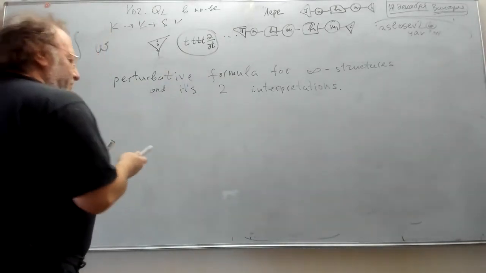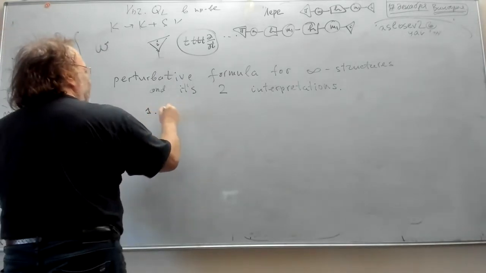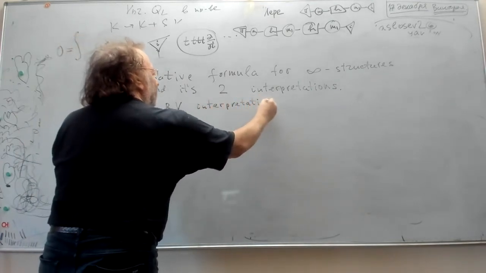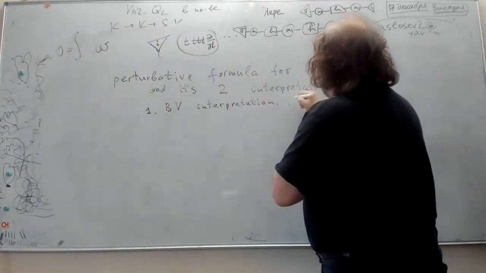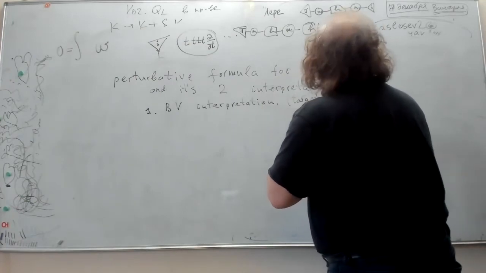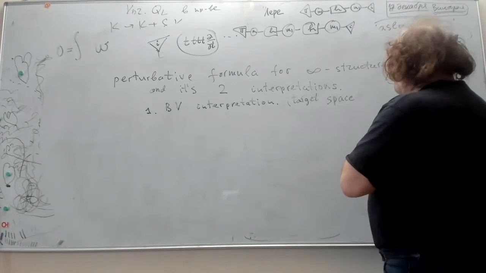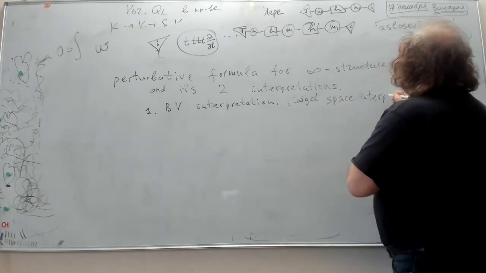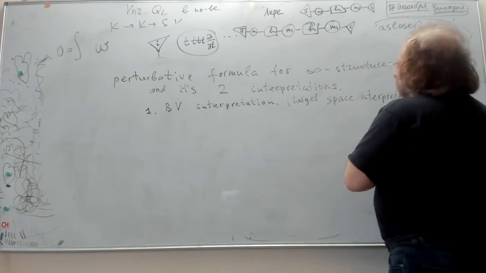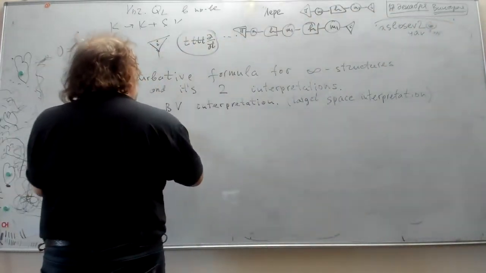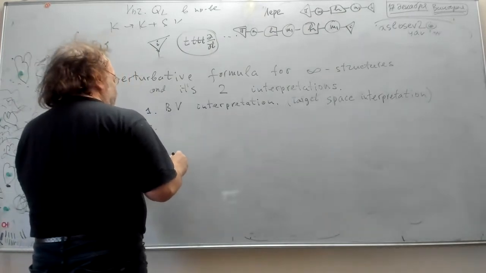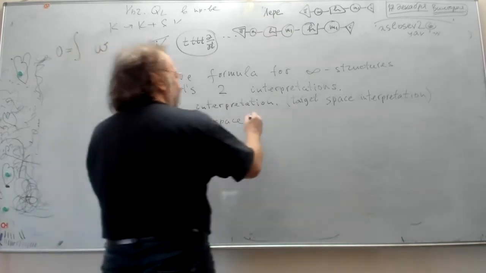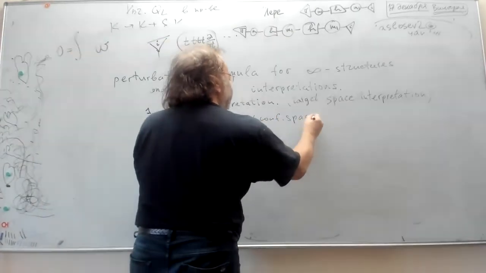So, a first interpretation would be BV interpretation. In string theory, we call it target space. And second interpretation would be moduli space or configuration space interpretation.